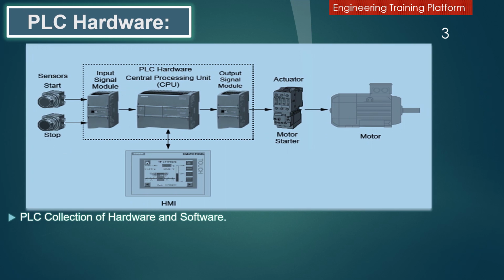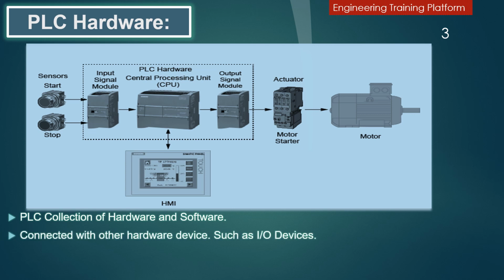Let's start from the PLC hardware. The PLC is a collection of hardware and software. Hardware is the part of a system that you can see, and software is the collection of computer programs that control the hardware. A PLC is connected with other hardware devices such as input and output devices, switches, sensors, actuators, motors, and HMI, etc. You can see the sequence of hardware in the picture.